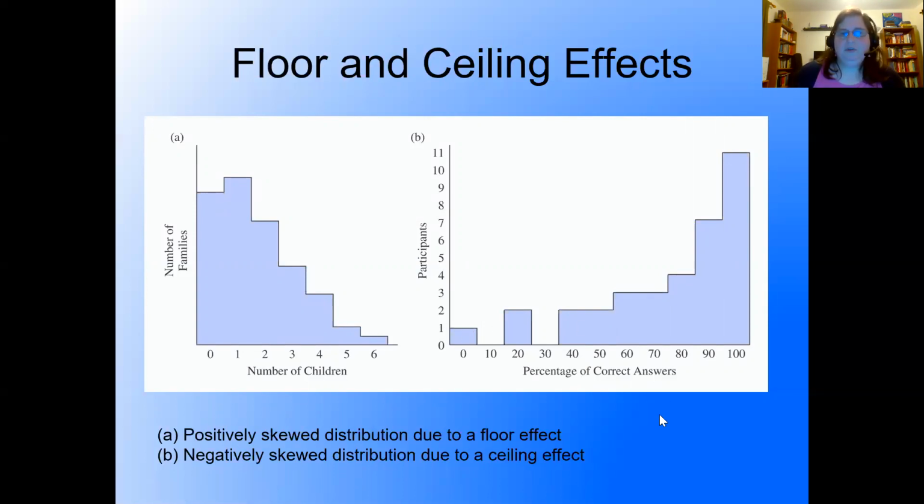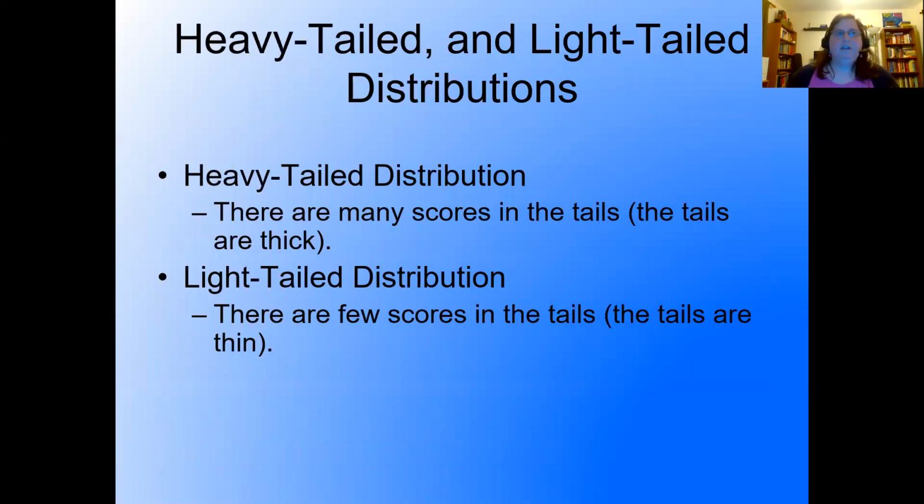And if you are thinking that this reminds me of skew, you're absolutely right. You can have a positively skewed distribution due to a floor effect. Notice that tail going to the right. And a negatively skewed distribution due to a ceiling effect. Notice that tail going to the left. Okay, so yes, there is a relationship between skew and floor and ceiling effects.